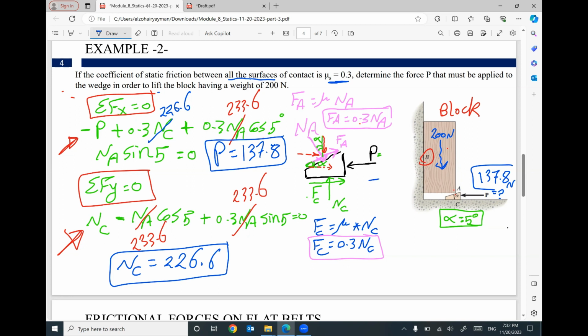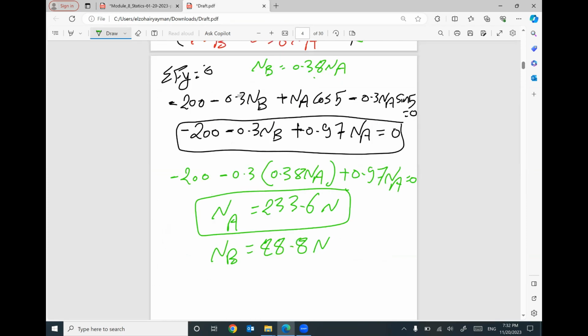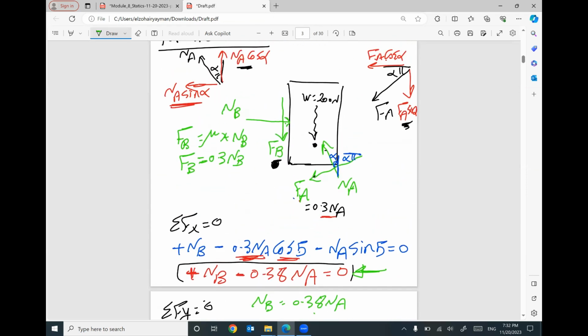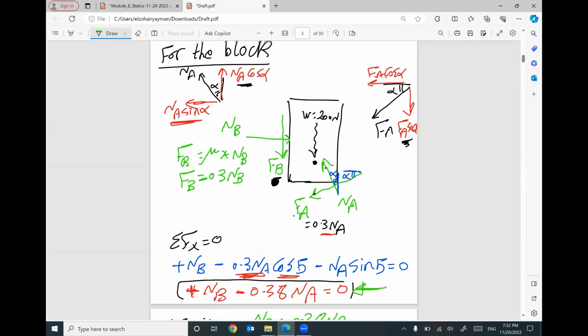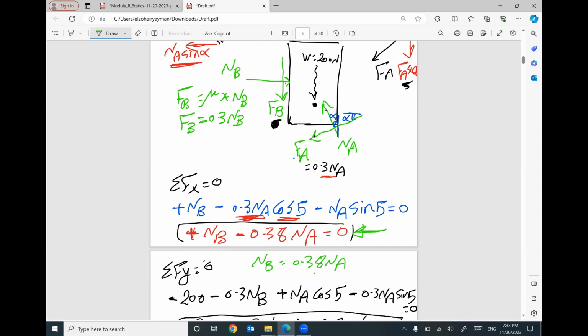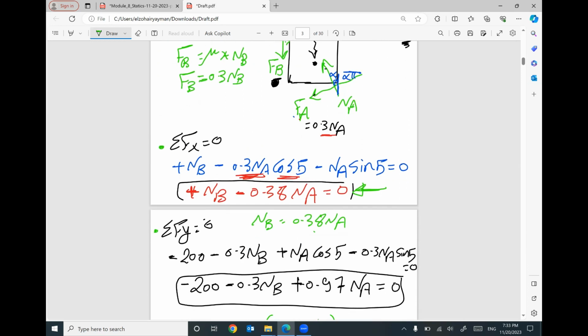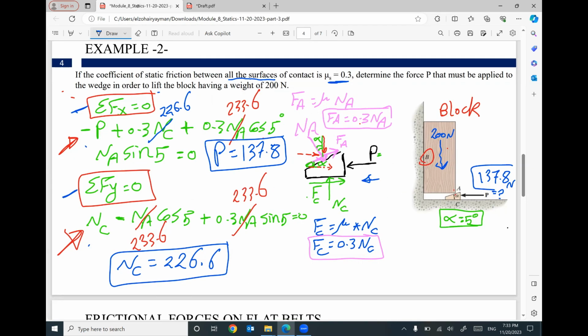I have first to analyze the wedge. What forces do you have on this wedge? And then I need to analyze the block. For each of the two parts, I need to apply the two equilibrium equations, summation F of x equals 0, summation F of y equals 0, to set up two equations. Solve these equations together. You can find out the unknowns.